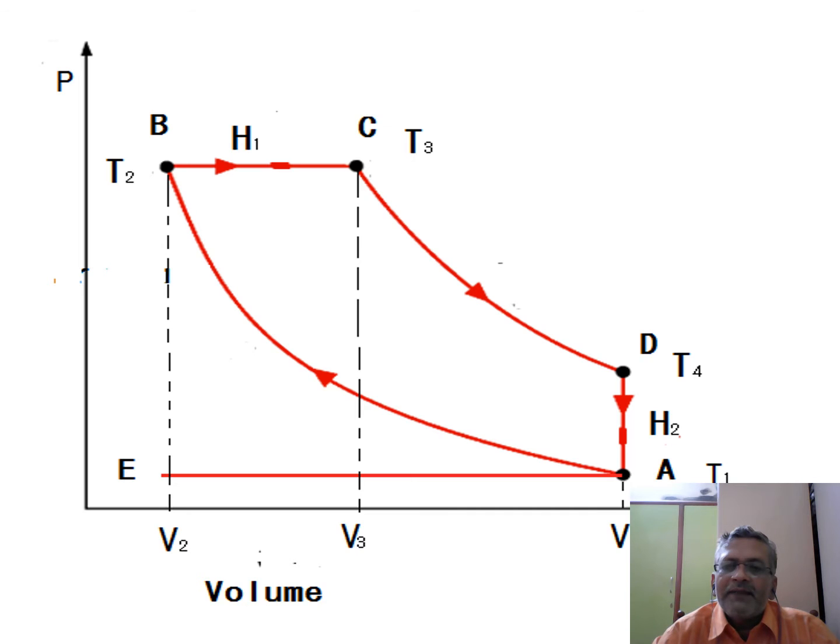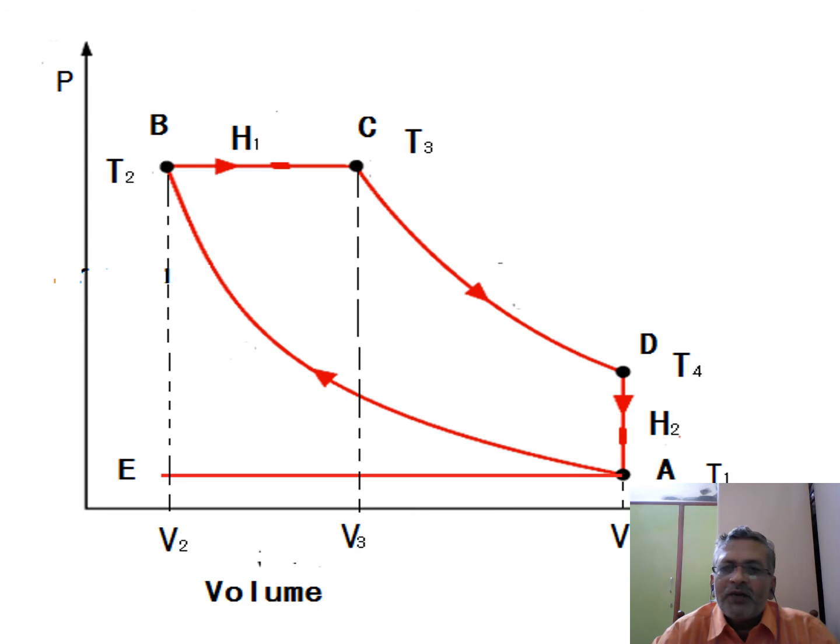So the diesel cycle is represented here. E to A is a suction stroke. A to B is a compression stroke, where temperature rises from T1 to T2 and volume is compressed from V1 to V2. B to C is an igniting stroke, where temperature rises from T2 to T3. H1 amount of heat is absorbed at constant pressure. This is the main difference between the diesel engine and the petrol engine.